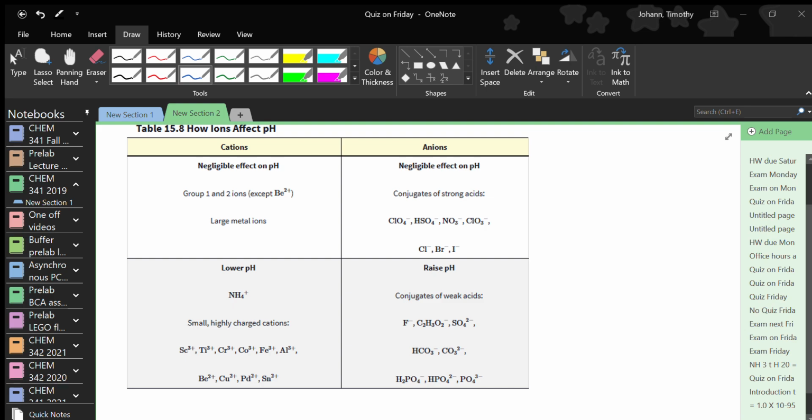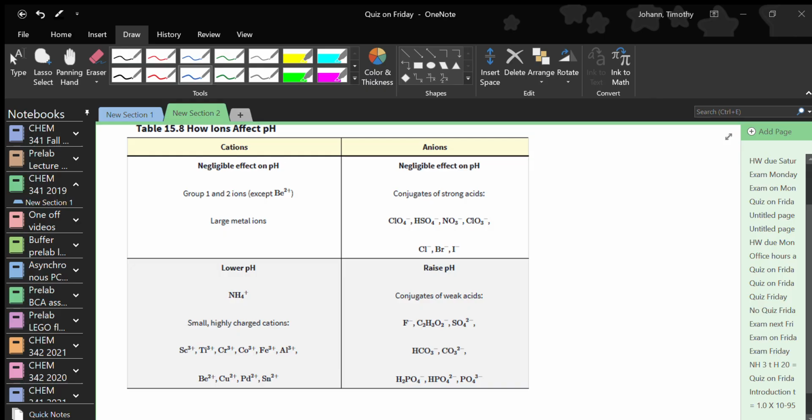All right, so what we've got here is various effects. If we have cations, what this says is I have cations that are from group 1 or 2 except beryllium, right? So groups 1 or 2 are the first two columns on the periodic table. When they dissolve in solution, they don't have really an effect on acidity. Okay? All right.